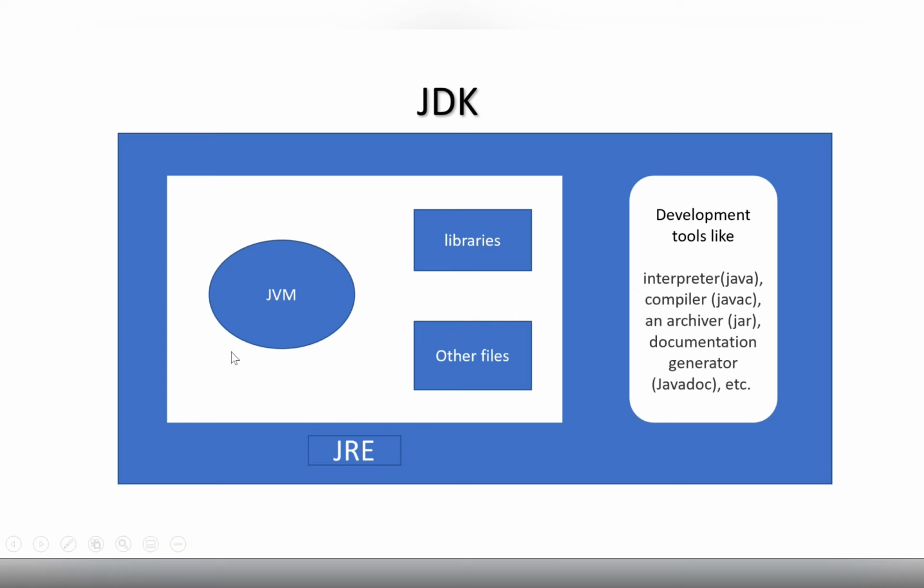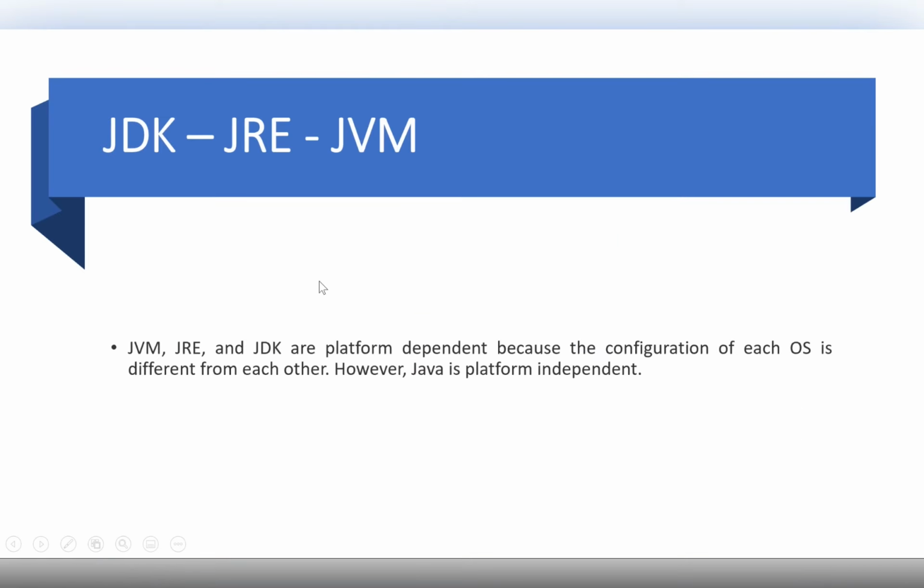Inside JDK, we are having the whole JRE plus these development tools of interpreter, compiler, jar files and the Javadocs. And inside JRE, we are having a JVM and the libraries and files which support this JVM to execute a bytecode to machine code. See, JDK is a superset, JRE is a subset of JDK and JVM is a subset of JRE.